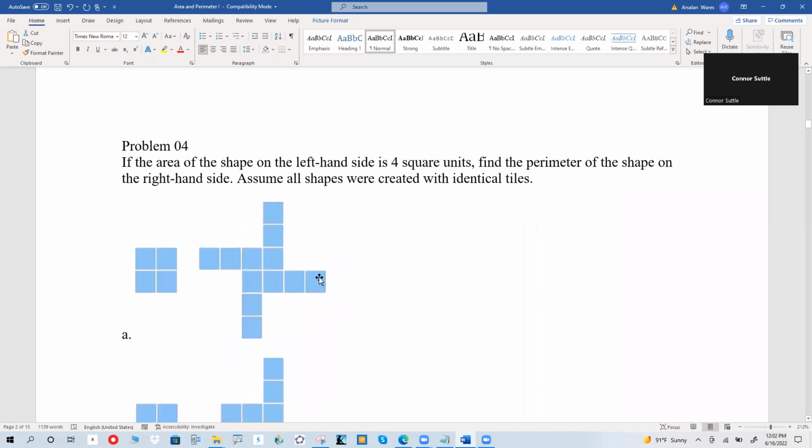Welcome back. Let's try problem number 4. It's a little tricky, so bear with me. If the area of the shape on the left is 4 units, find the perimeter of the shape on the right. Now, I'm going to warn you guys, these problems are a little tricky. They're not straightforward problems. These problems require you to think. So let me see.